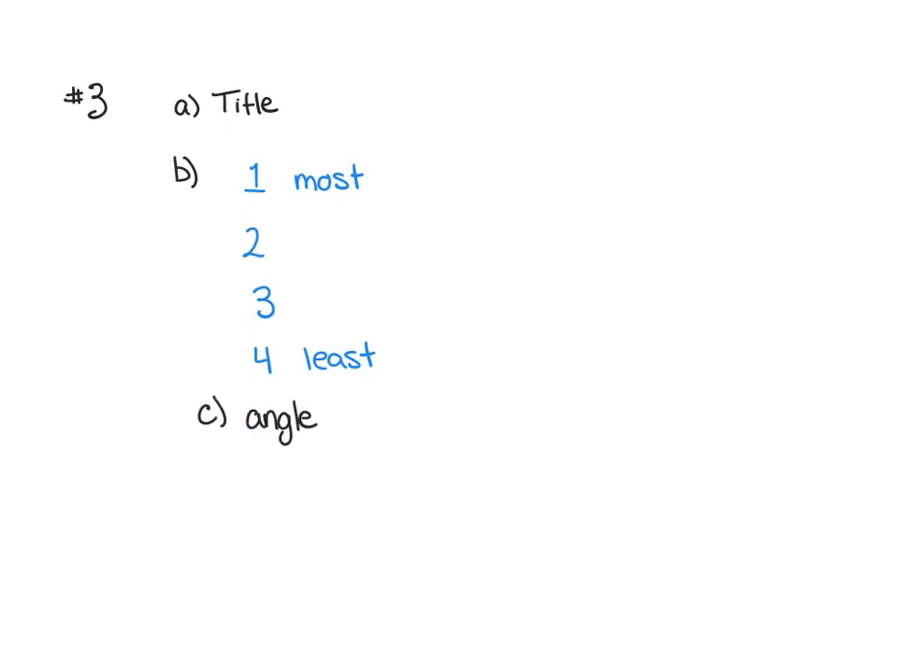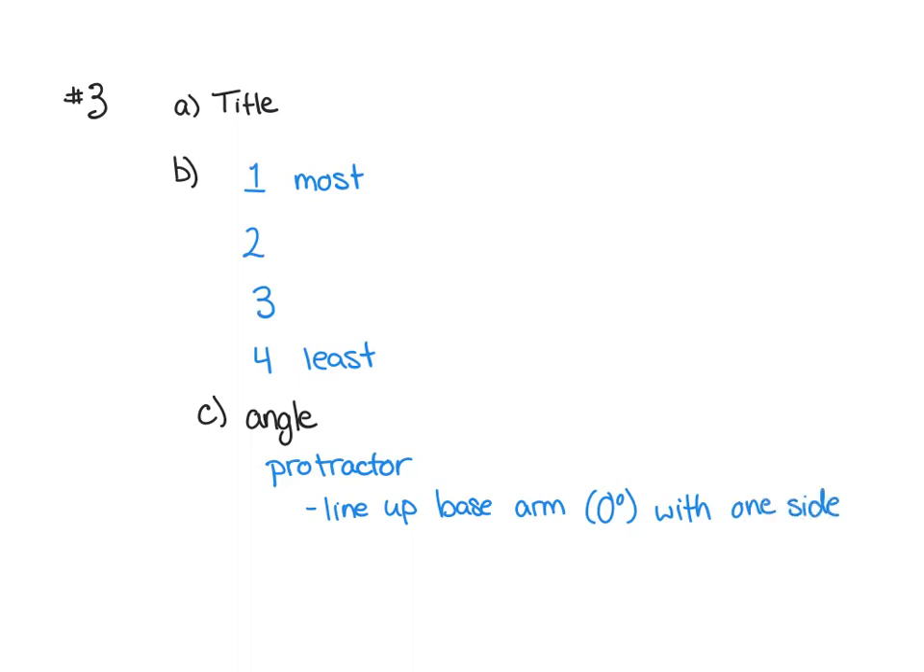Part C asks you to use a protractor to determine the angle of each section in the circle graph. So use your protractor. I'm not going to go over an example of this part for you because I've just done that, but line up your protractor. Make sure that you line up the base arm. So that's where you have the 0 degrees with one side. And then you use the second arm of the angle to figure out what the degree is and count from 0.